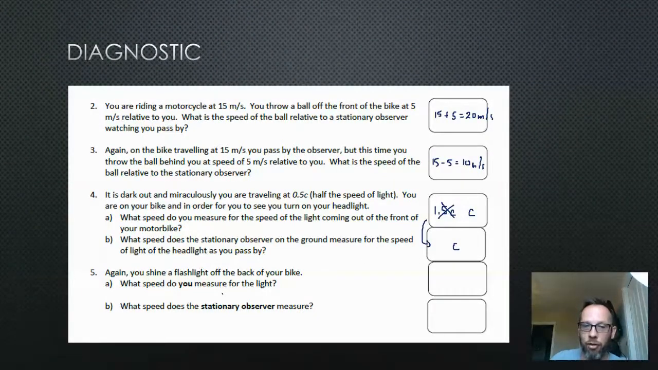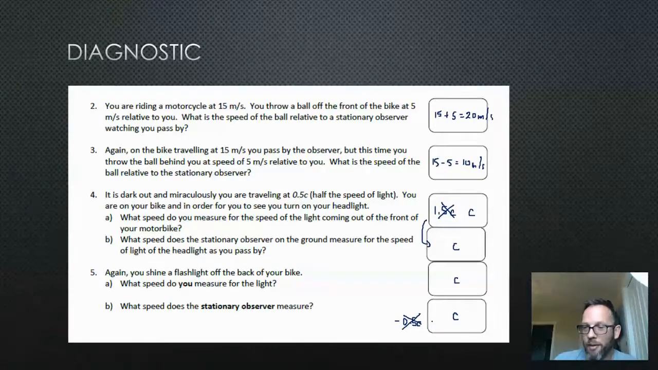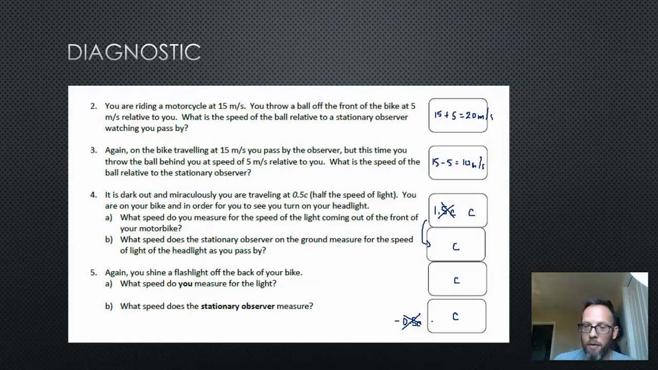If you shine the flashlight off the back of your bike, you're going to see it traveling at the speed of light, and the stationary observer will measure it traveling at the speed of light. Unlike question 3, I won't do 0.5 c minus c and get half the speed of light in the other direction. No, we're all going to see this light traveling at the same speed. So we need ways to account for this, because it doesn't fit into our classical mechanics, the way we've been doing things.